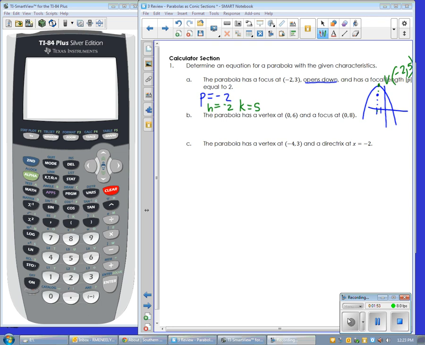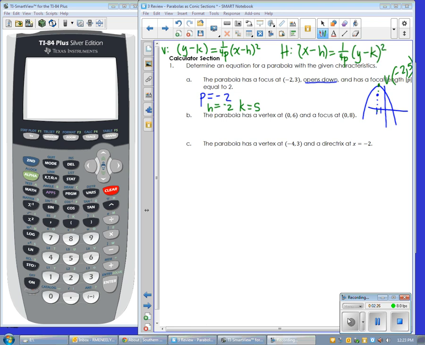Now, since this is a vertical parabola, I know it's going to be of the form where y is equal to x squared. I just have to remember all my transformations. If it's a vertical parabola, it would look like this: y minus k is equal to 1/4p times x minus h, the quantity squared. If it's a horizontal parabola, it would be of the form x minus h is equal to 1/4p times y minus k, the quantity squared.